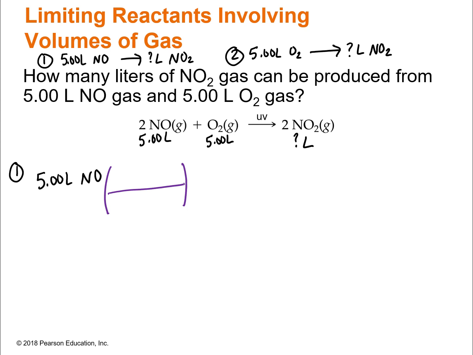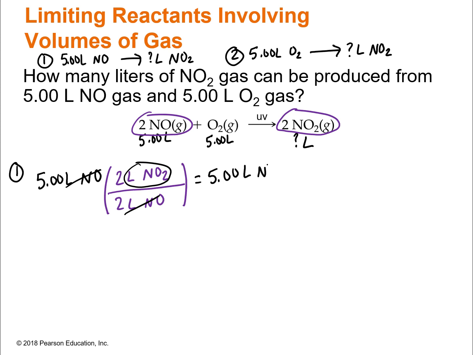Look at the chemical equation. We're trying to figure out how much of the nitrogen dioxide we make. So the number of liters of that from the chemical equation should go on the top. The number of liters of the reactant, NO, should go on the bottom. That's the first part.